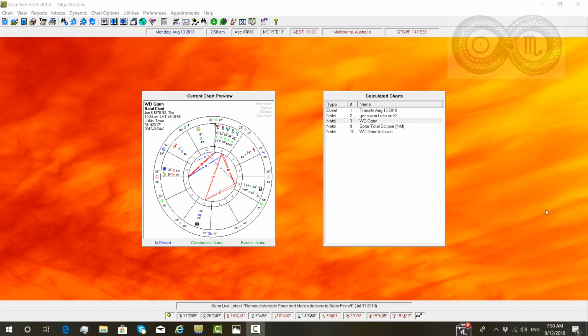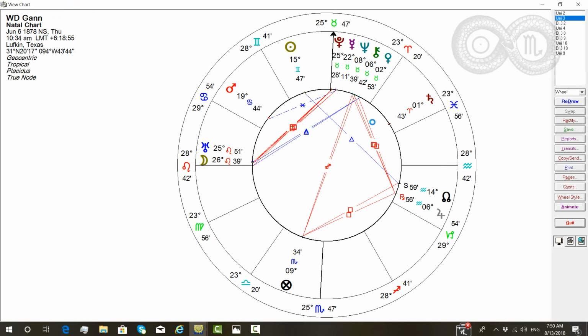Now this is going to be a quick tutorial on how to convert your chart into the 90-degree dial using Solar Fire. I've been asked about this because I put up some charts about me having a windfall because of an alignment with the solar eclipse to my lucky points.